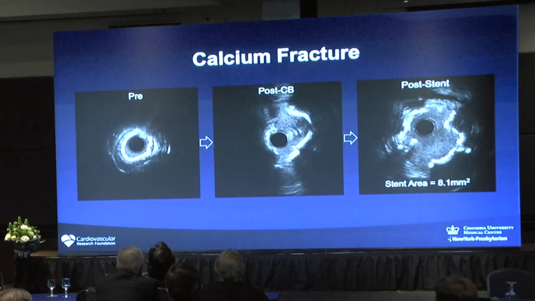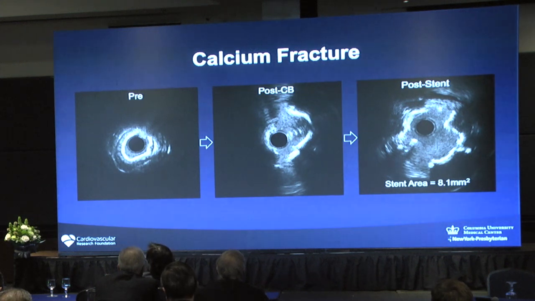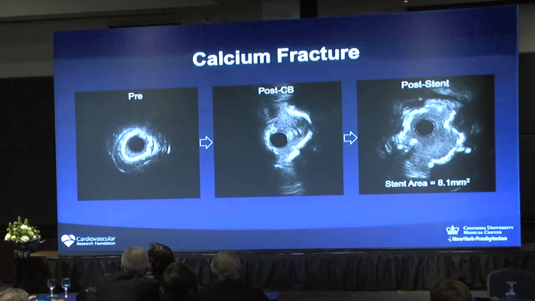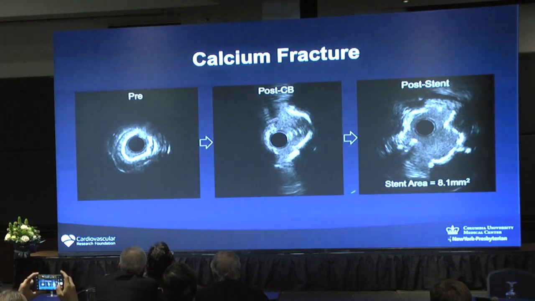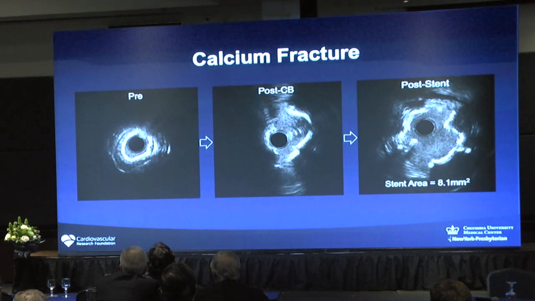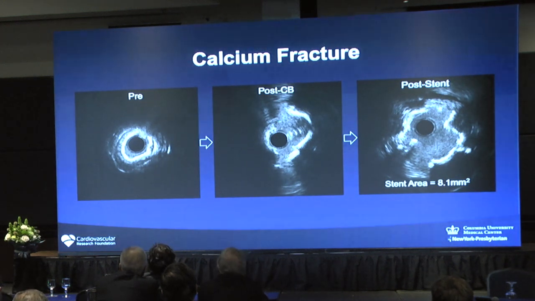And this is a calcium fracture, also important to recognize. This is before intervention. After the cutting balloon, you see this calcium is completely separated. Sometimes it's difficult to recognize, and the best way to detect it is to look at the outside. If you see the outside structure, that means there is no longer calcium on top. In this case, after the cutting balloon, you see a nice calcium fracture on both sides. And then after the stent, we see nice stent expansion.